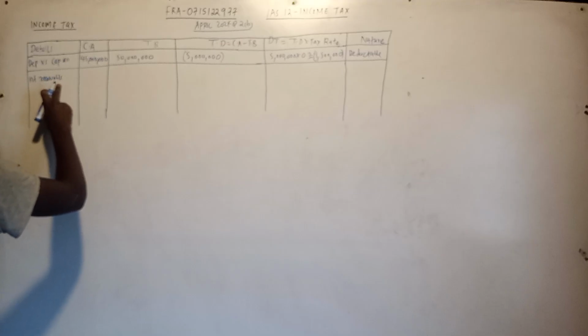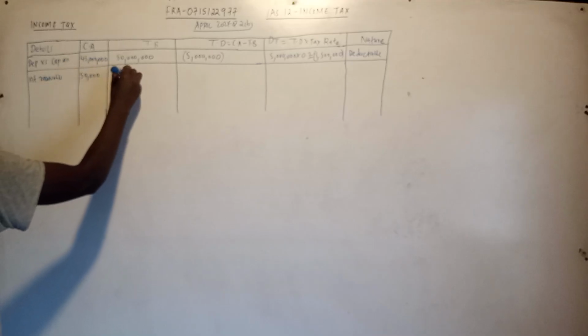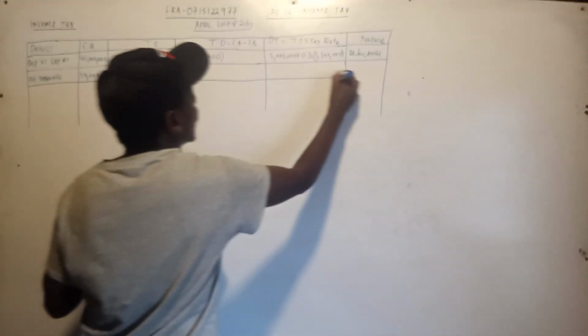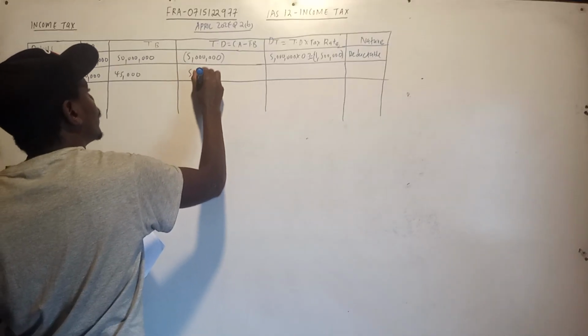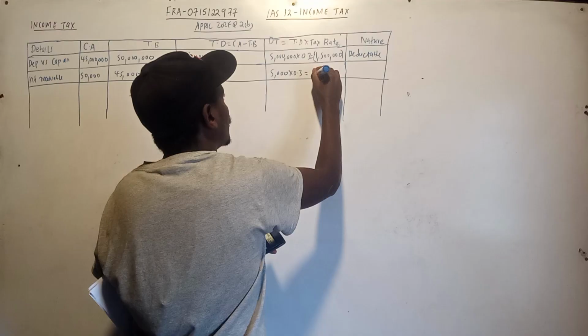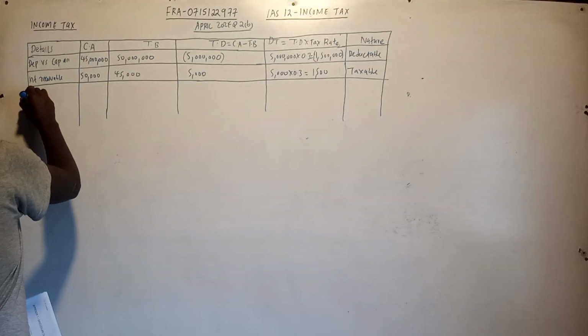So tax when received. The carrying amount will be equal to 50,000, and the tax base is 45,000. So the difference is 5,000, then 5,000 times 0.3. How much would that be? 1,500. Nature, this one is taxable because it is a positive, taxable temporary difference. Then you can go to the next item.